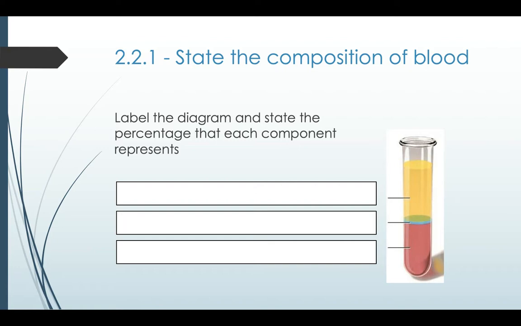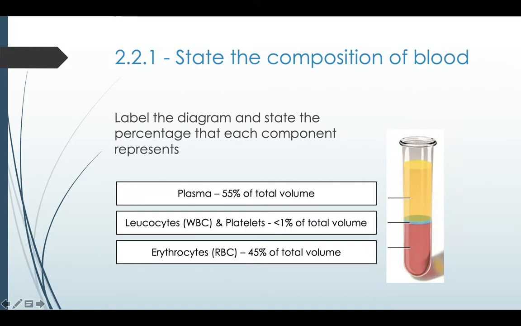So the first criteria that we need to be aware of for 2.1 is the composition of blood. So as you can see from the diagram here, we need to be able to know that this yellow substance is plasma, and that makes up the biggest part of the total volume of blood. Okay, really important for transporting hormones, electrolytes, and other blood cells around the body to where they're needed.